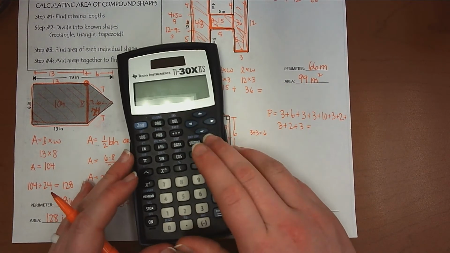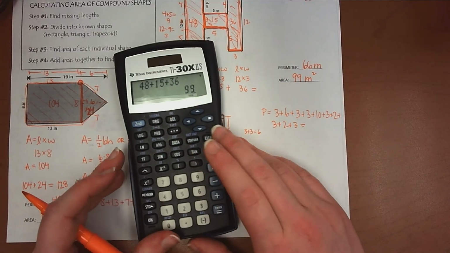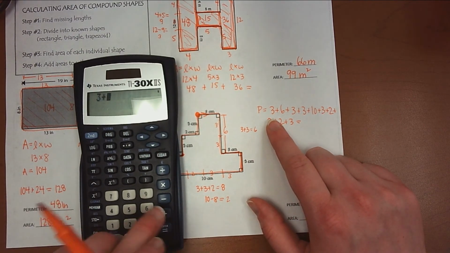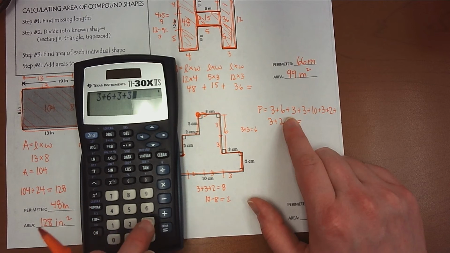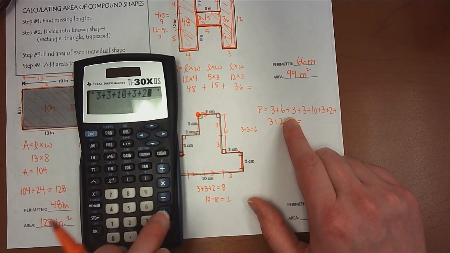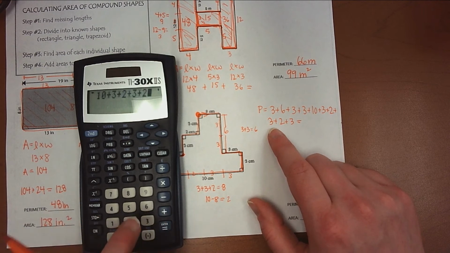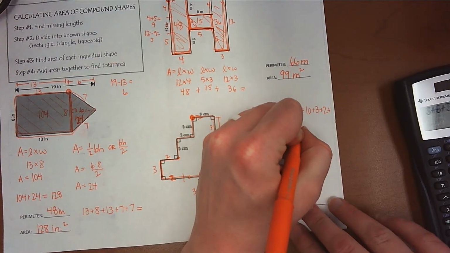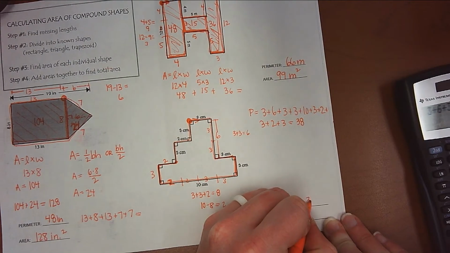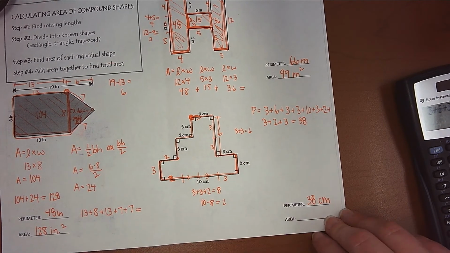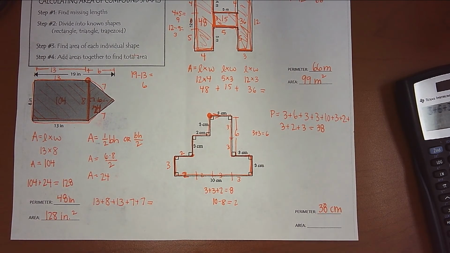Now that I've shown my thinking and shown my work, now I can use a calculator to really do the hard thinking for me. 3 plus 6 plus 3 plus 3 plus 10 plus 3 plus 2 plus 3 plus 2 plus 3. And when I do that, I get 38. So my perimeter here is 38. I always want to label, in this case it's centimeters. 38 centimeters is my perimeter.